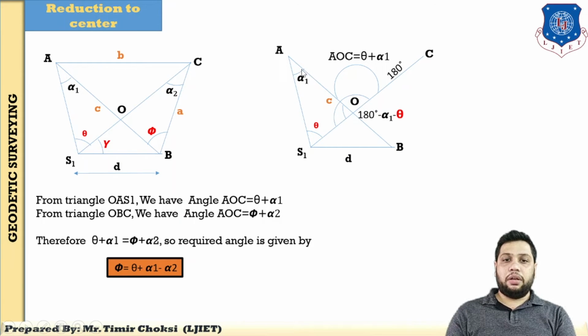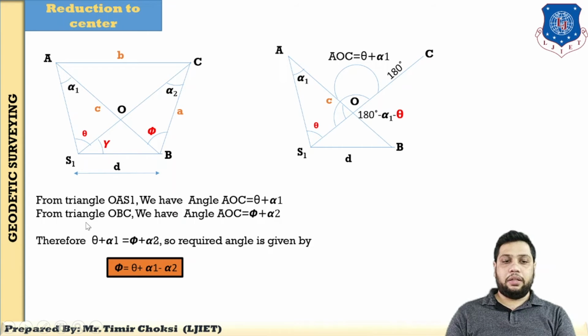Our main goal is to find the exterior angle AOC. So 180 minus alpha 1 minus theta, minus 180, gives the angle AOC as theta plus alpha 1. To understand clearly, let me repeat. This angle is 180 degrees minus alpha 1 minus theta. The exterior angle of AOC is 180 degrees minus this angle, the angle AOS1. So AOC is theta plus alpha 1. From the triangle OAS1, we have angle AOC equal to theta plus alpha 1.